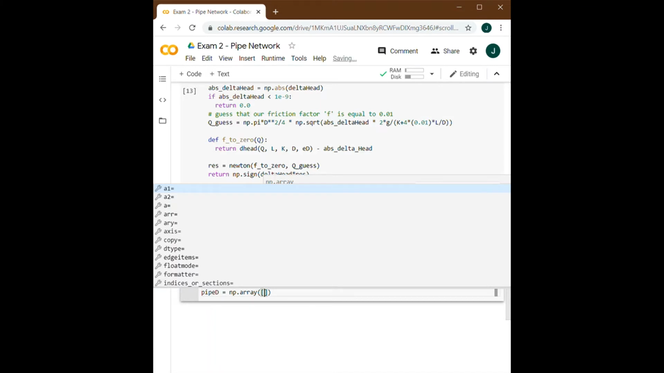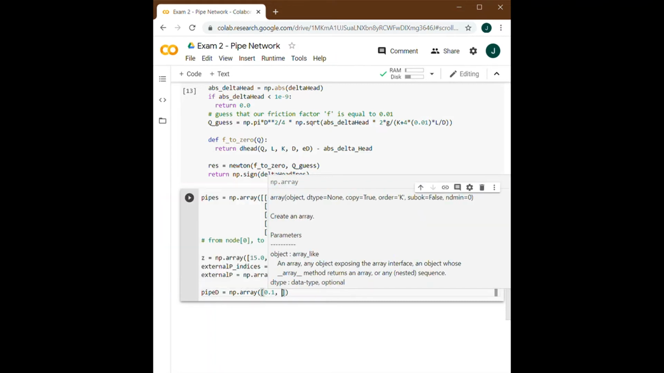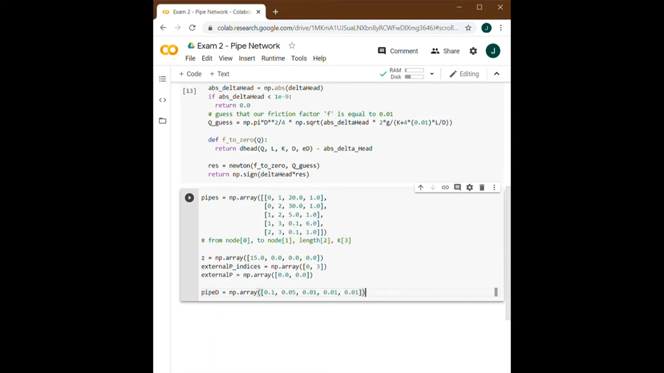And so our first pipe, pipe 01, has a diameter of 0.1. Our second pipe from 0 to 2 has a diameter of 0.05. Our third has a diameter of 0.01. And our fourth and fifth also have a diameter of 0.01. So these are the diameters of our 5 pipes.